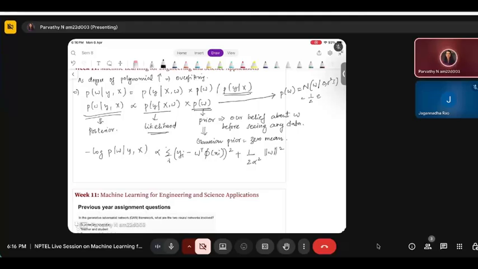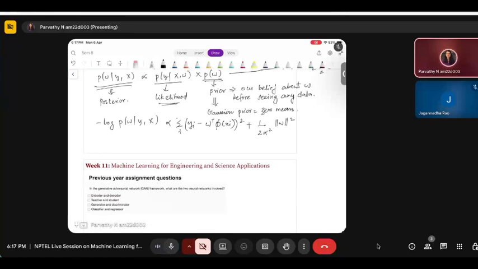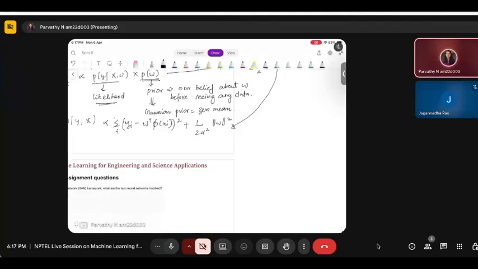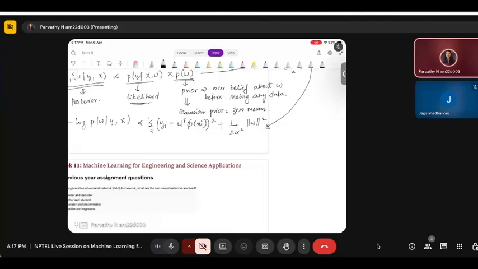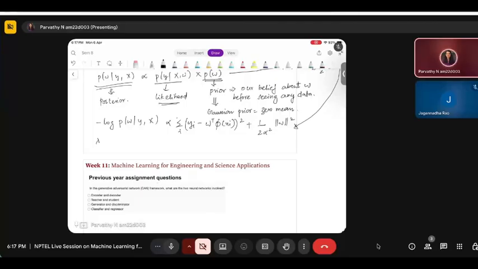So this is 1 by Z times e raised to minus of the norm of W square divided by 2 alpha square, and this alpha value is something that we can tune. So this prior we can replace as 1 by 2 alpha square. Here, when large values of W exist, the probability drops off exponentially, and it will become this 1 by 2 alpha square norm of W square. So then we can write lambda is equal to 1 by 2 alpha square.